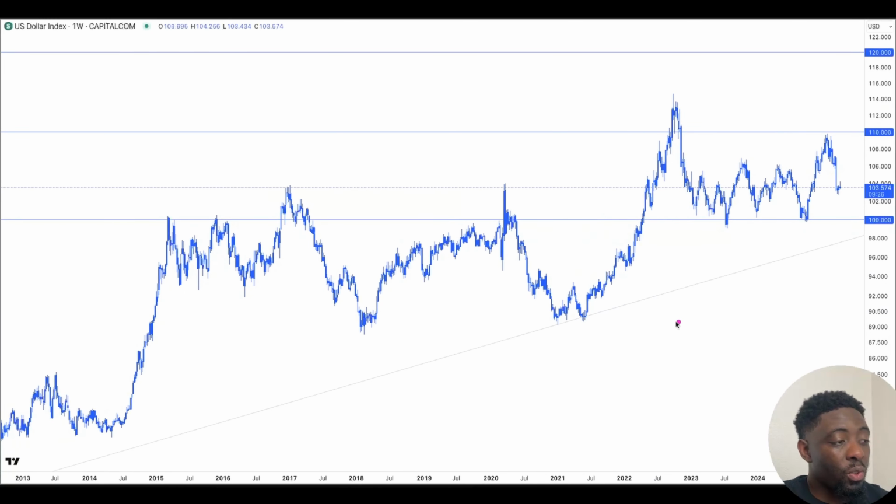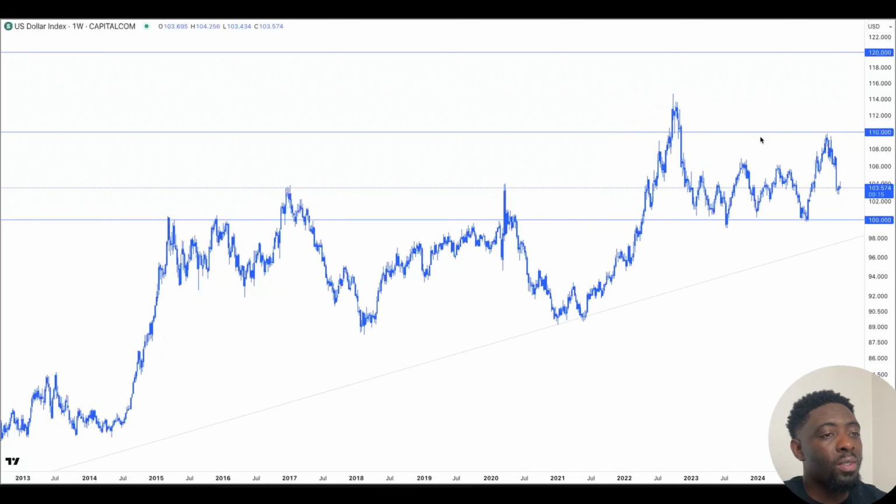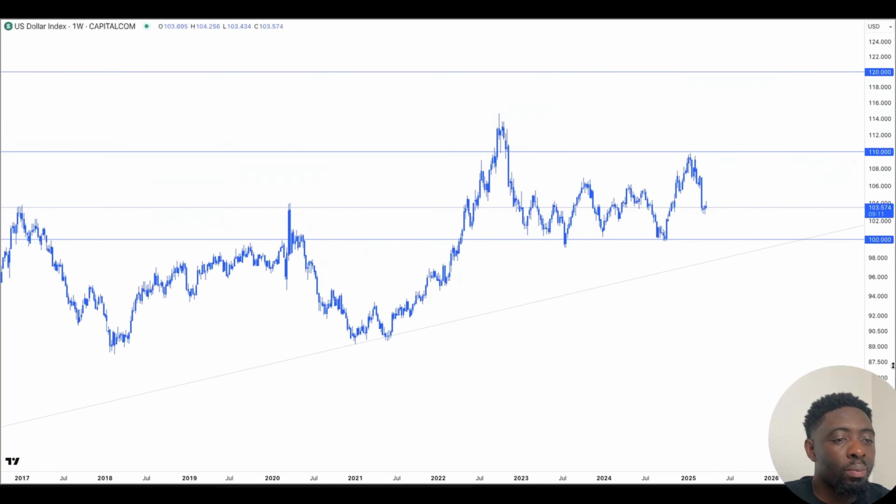So here's the DXY on the weekly time frame, same piece of price action we've been looking at. You're looking at this impulsive move, you have your consolidation, you have an impulse, consolidation. Normally we were expecting this impulse to take out these highs, and that hasn't been the case. So price is currently stalling right now. I'll show you guys what we're looking at.